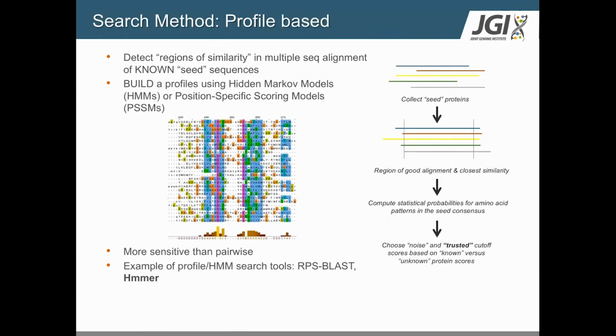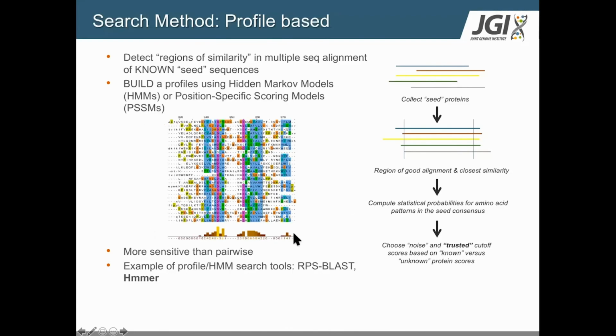These are profile-based methods. And the difference between these is that first, the curator develops a really good alignment. So you take a bunch of reference sequences that are well characterized, well known, generate a really good alignment, and then compute the statistical probability for the amino acid in those positions in the seed consensus. And so here's a schematic again. You have a multiple sequence alignment, and then you have the consensus, and you compute the statistical probability, and you build a profile such as a hidden Markov model or a position-specific scoring model.